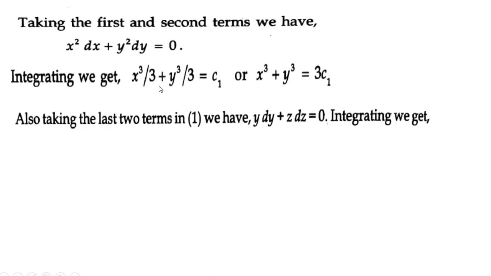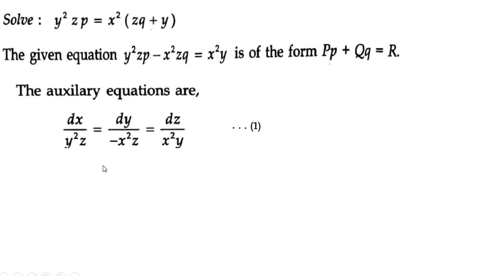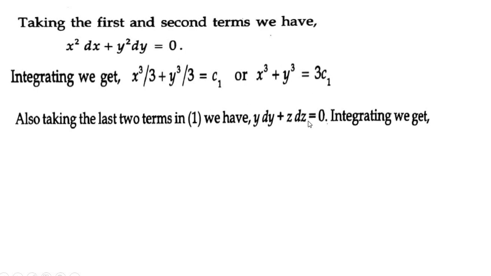Okay. Next we have to consider the last two terms in equation 1. So what do we have when you consider the last two terms in equation 1? When you cross multiply, see what is the last term in equation 1 here now? It is dy by minus x square z is equal to dz by x square y, right? These are the last two terms. So you have an equal sign. I'll cancel x square on both sides. Cross multiply. This y will get multiplied with the dy. The z will get multiplied with the dz. That is what I have written here.